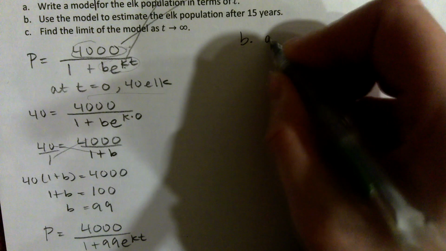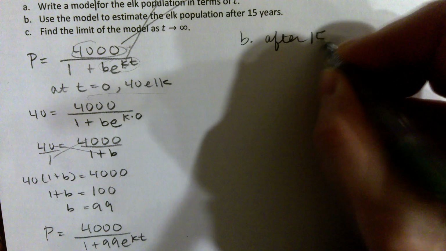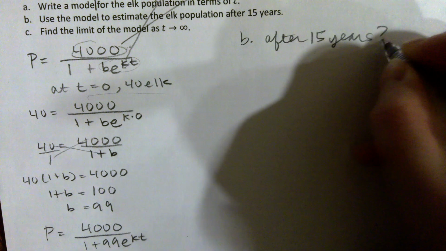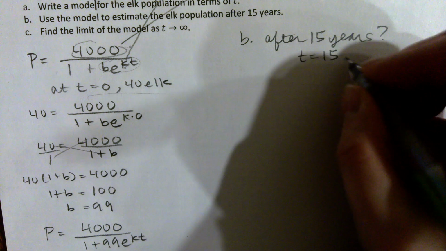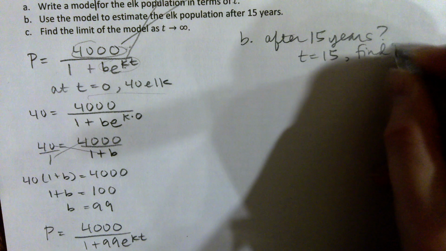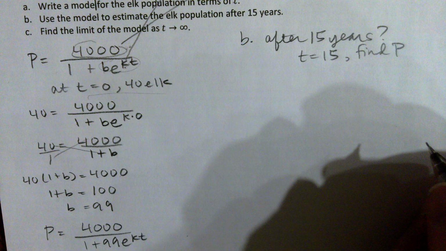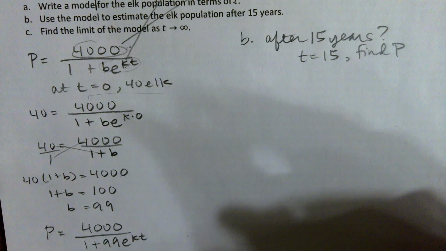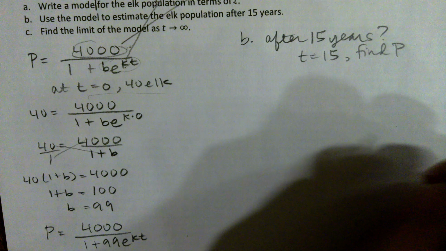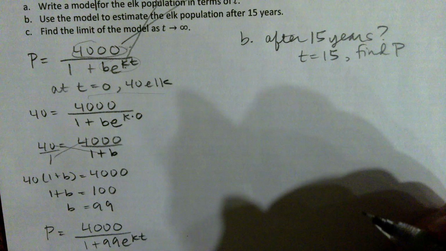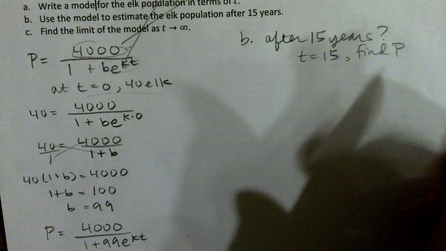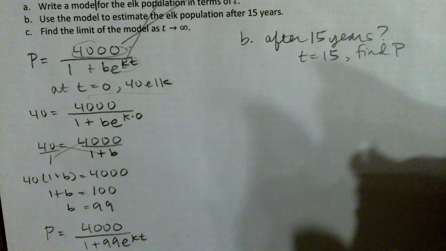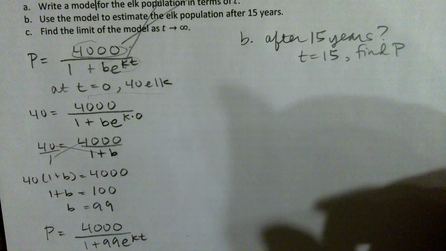So B is asking me, after 15 years, what's going on? So that means I am going to let t equal 15, and we are finding our population. So we know in 5 years they had already grown to 104. So what is going to happen after 15 years? It already seems like they've more than doubled in 5 years. So in 15 years, maybe they've more than doubled again. Maybe we're going to see like 300 elk.